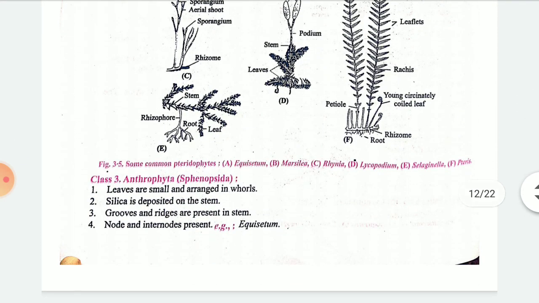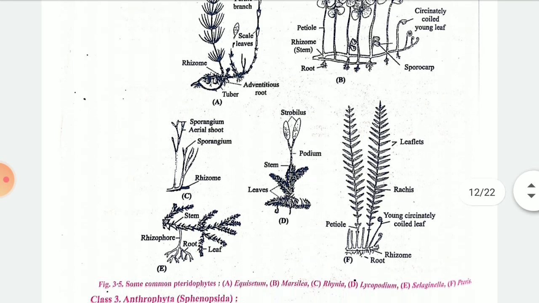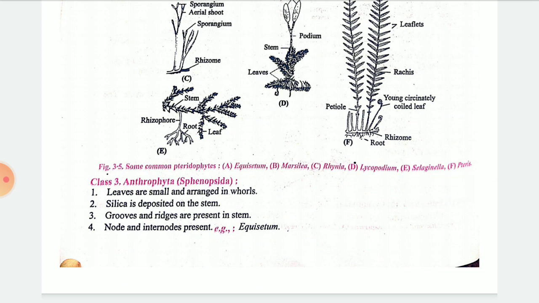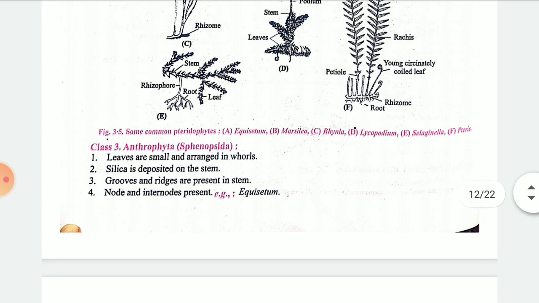Next one is your Arthrophyta. Equisetum is the best example of that, as you can see in the first figure. Small leaves are arranged in whorls. Silica is deposited on the stems. Grooves and ridges are present in the stems. Nodes and internodes are there.